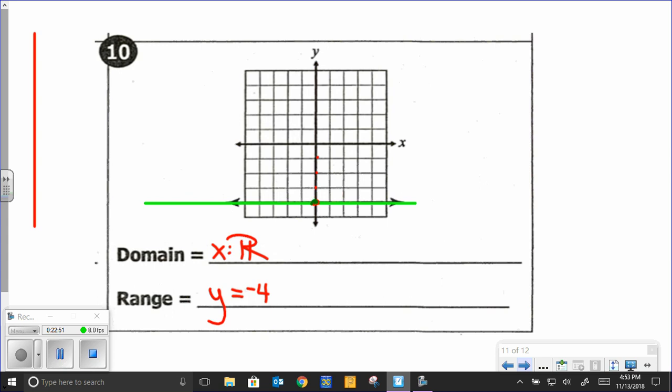So that's just a little review on the domain and range of continuous graphs. Make sure you're practicing this, and good luck.